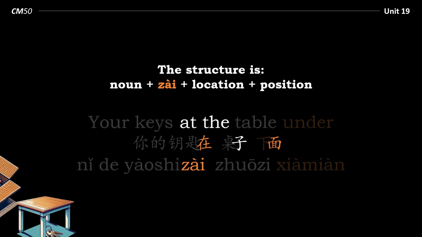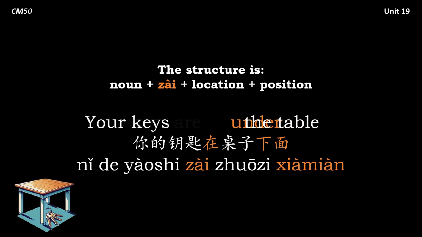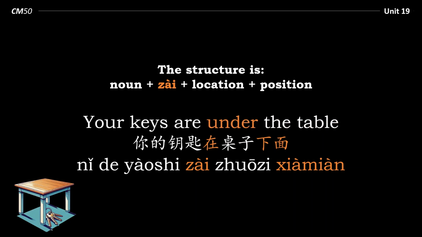Here's another example. Your keys at the table, under. So noun, your keys, 你的钥匙, 在, at. Location, the table, 桌子, and position, under, 下面. Of course, in English we would say, your keys are under the table. But in the Chinese, the structure is noun, 在, location, position. 你的钥匙在桌子下面. So that's location in space.